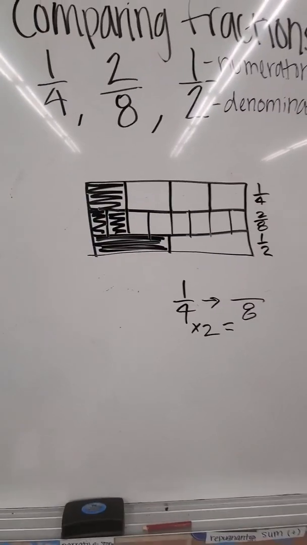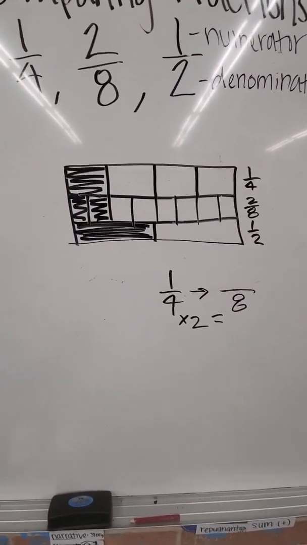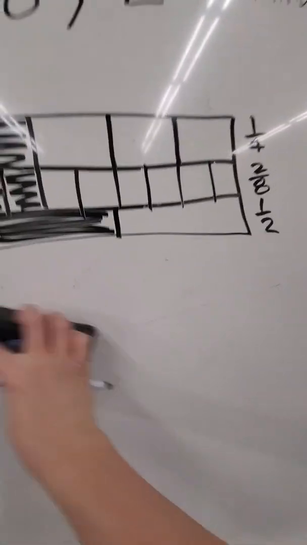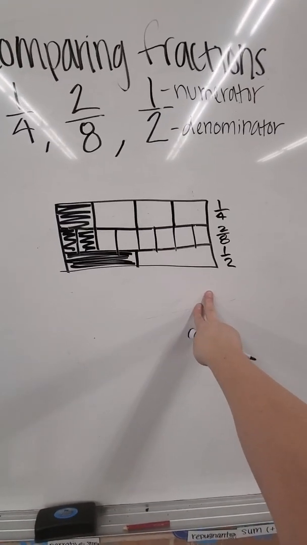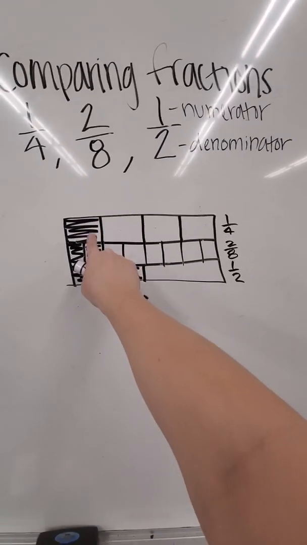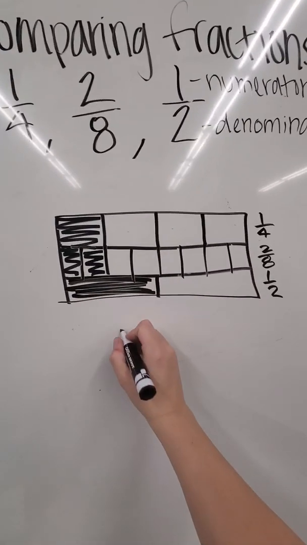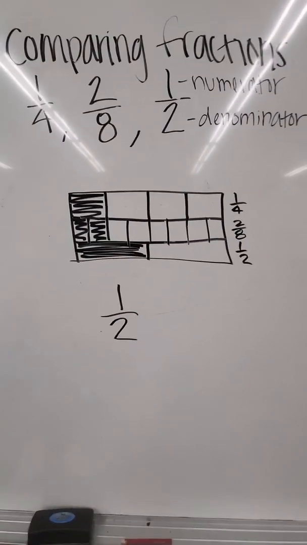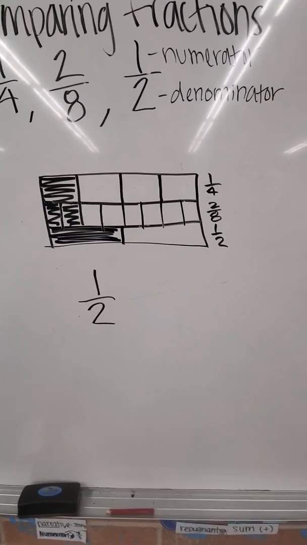So hopefully you're noticing something here. If I'm comparing the fractions, in this case, I'm going to start with the greatest fraction. I see that this line goes a lot further than these ones. So I know that half is the greatest. It's the largest so far.